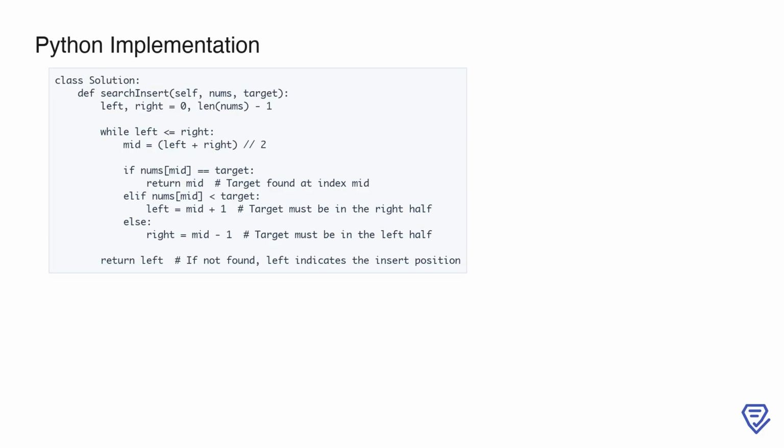The function begins by initializing two pointers, left and right, which define the search boundaries. Initially, left is set to 0, and right is set to the last index of the list, len(nums) - 1. Next, we enter a while loop that continues as long as left is less than or equal to right. This ensures that the search space is not empty. Inside the loop, we calculate the middle index mid using integer division, (left + right) // 2. If the middle element nums[mid] is equal to the target value, we immediately return mid, as we have found the desired index.